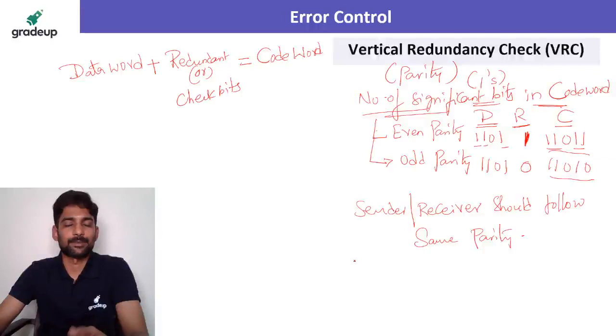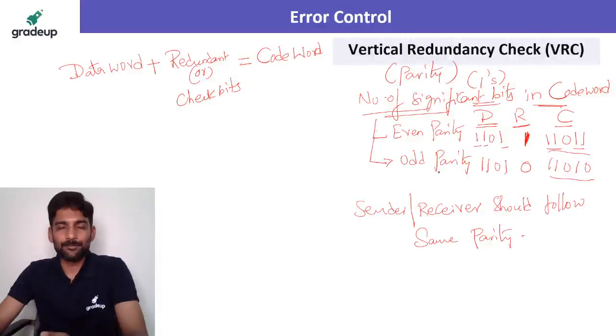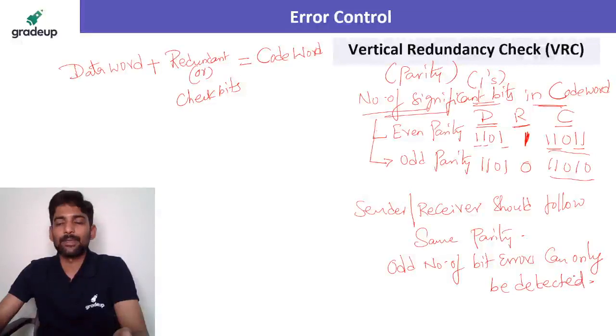This is one condition. But there is a drawback of this particular mechanism. What is that drawback? If there are 2 bits change, 4 bits change, 6 bits change, then this parity cannot detect. So we can say when there are odd number of bit errors, then only these can be detected. If there are even number of bit errors, they cannot be detected.